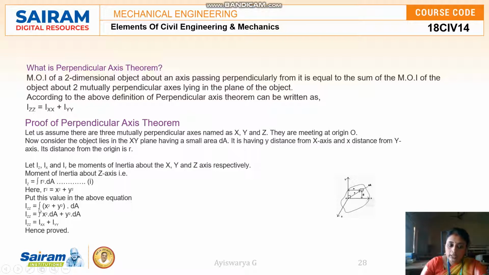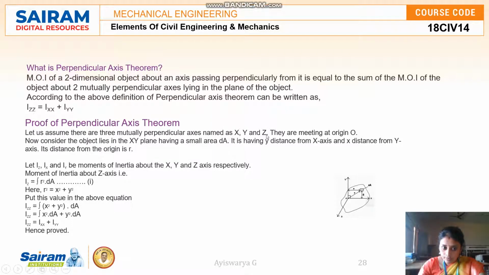You will get Izz is equal to the integration of x square plus y square into dA. So you get two terms: x square dA plus y square dA. We know that the integration of y square dA is Ixx and the integration of x square dA is Iyy. So you will get Izz is equal to Ixx plus Iyy. This is how you prove the theorem, guys.